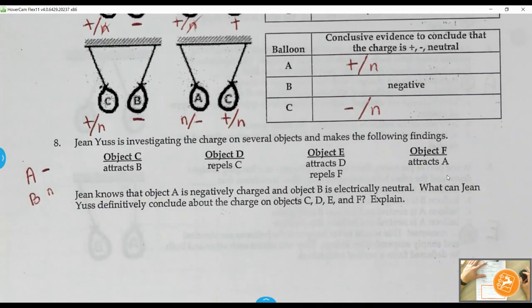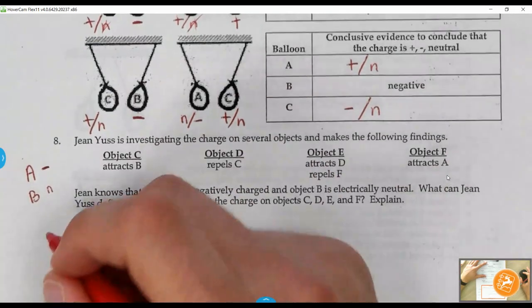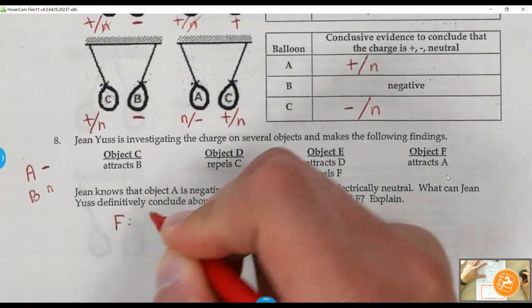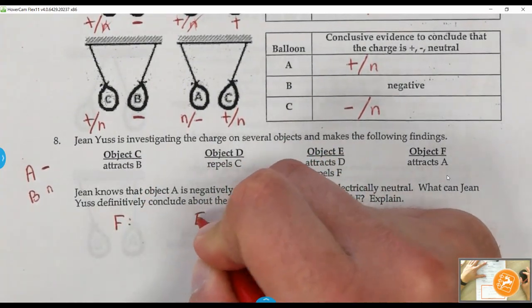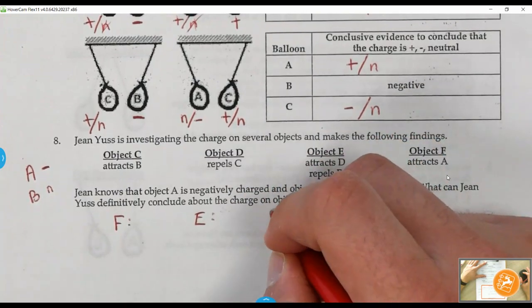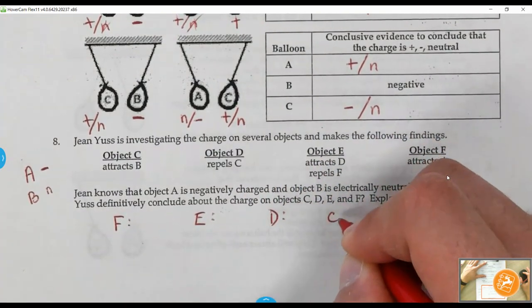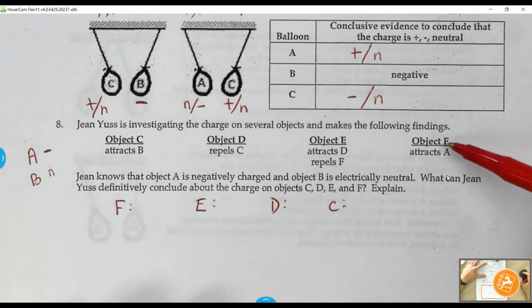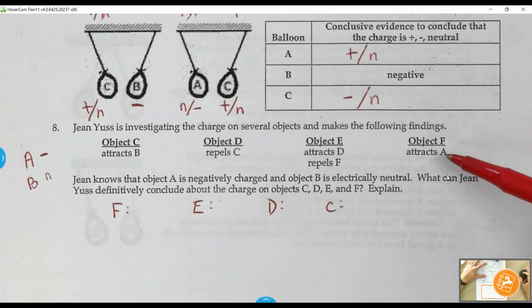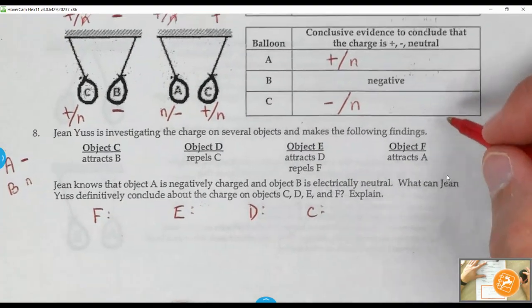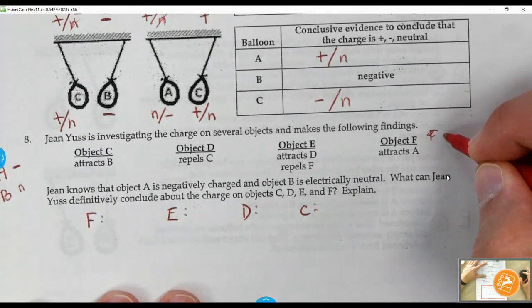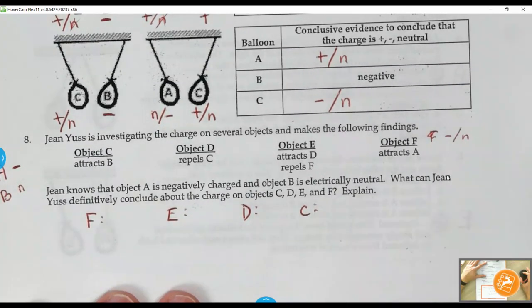So what we're looking to do here is determine the charge on each of these: F, E, D, and C. It says that F attracts object A. So what does that mean? F could be either negative or neutral.